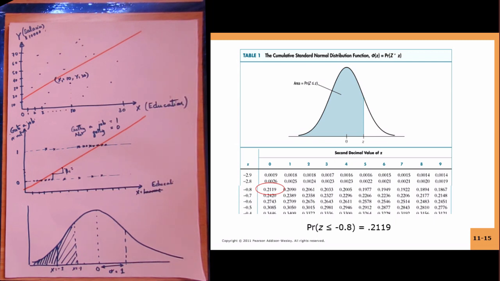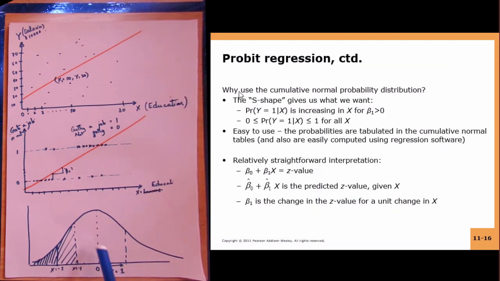The area under the entire normal distribution curve is basically 1. But under the point minus 0.8, it is 0.2119. So the probability that Z is less than minus 0.8 is 0.2119. And this is exactly what I had shown over here. This is what is being shown here.